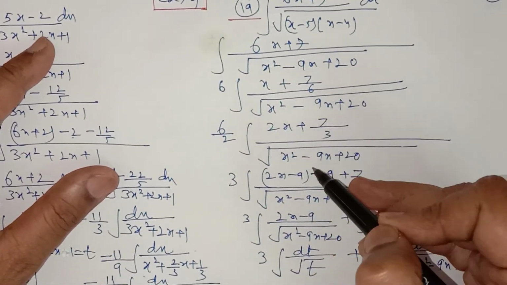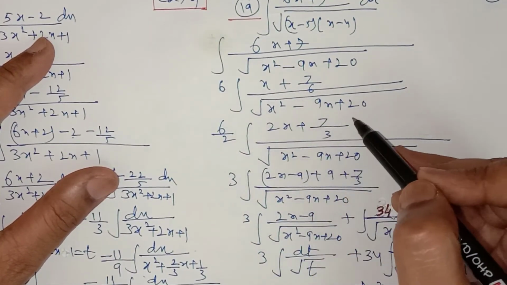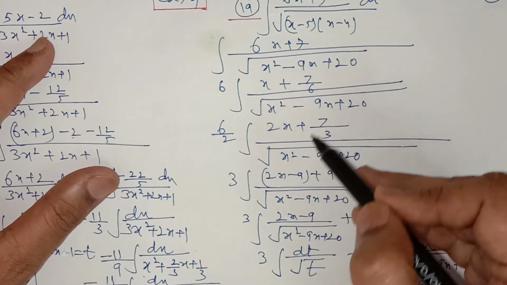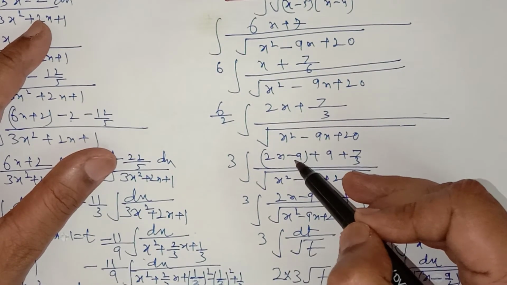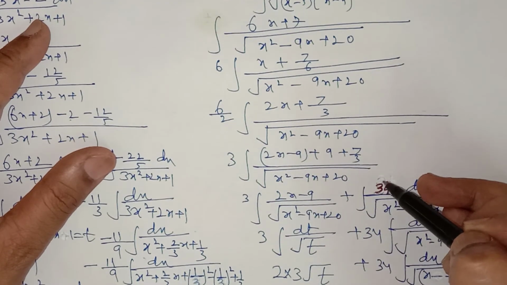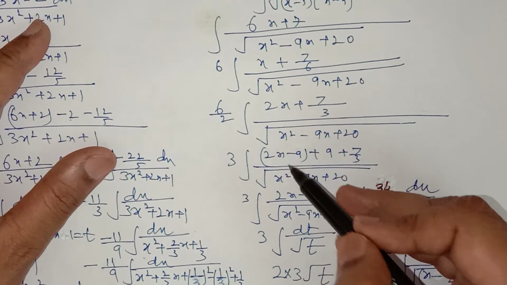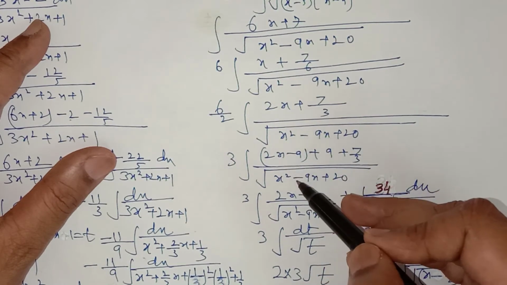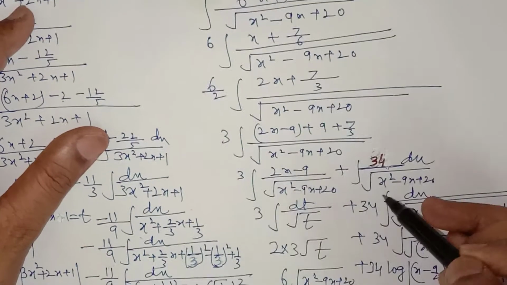Adding and subtracting 9, because the derivative of x square minus 9x plus 20 will be 2x minus 9. So adding and subtracting minus 9. So minus 9 plus 9. So minus 9 plus 7 upon 3 will be 34 upon 3. Break into 2 integrations, derivative upon this and this upon this.